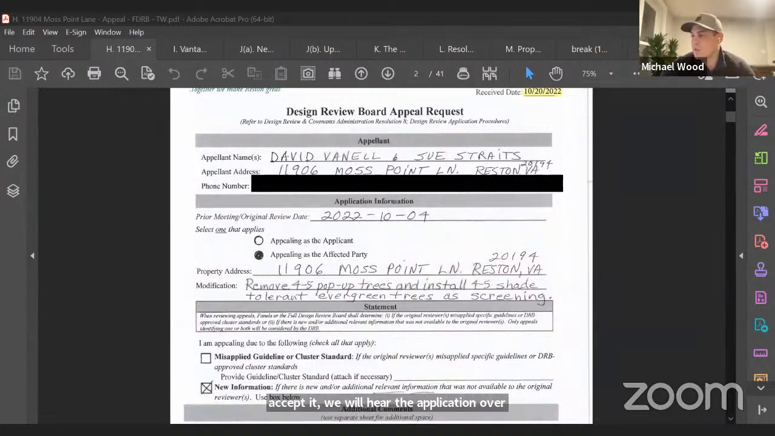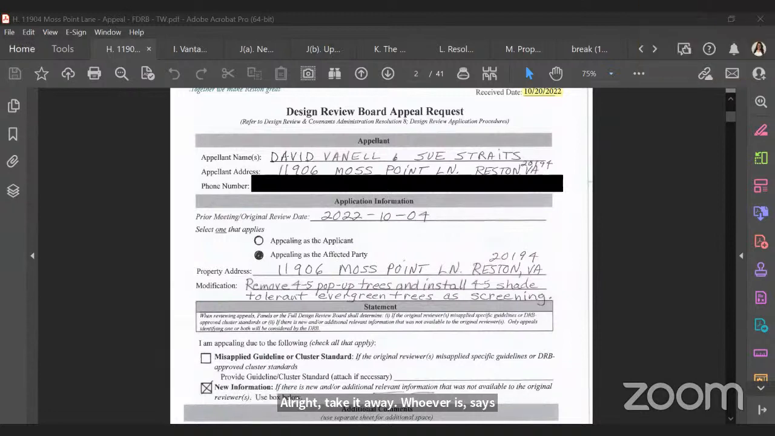So if you want to walk us through your appeal for this application, and just a reminder, on the original panel was Bruce, who's not here, Jim, and Sarah. You will not be able to vote in the appeal, but you'll be able to participate in the discussion. All right, take it away, whoever is speaking for you all. Okay, thank you very much.